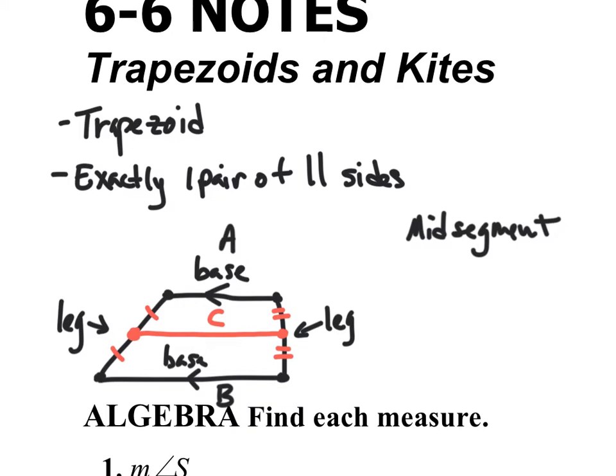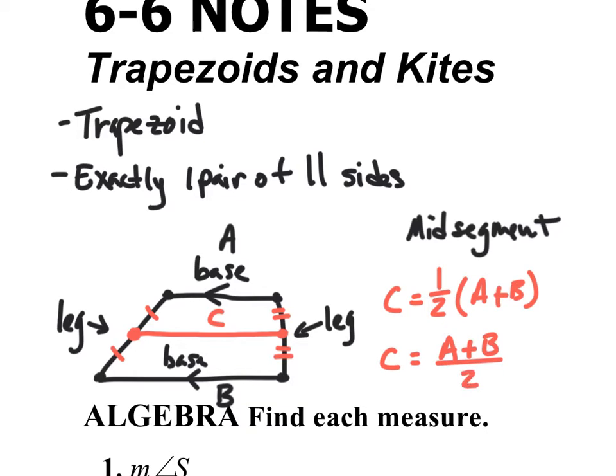So what I can generate here is a formula, and the formula says that I can find C by taking 1/2 times the sum of segments A and B. This is really just an average of A and B to get C. Another way to write this would say C is equal to A plus B all divided by 2. Same thing, but that's what we've got in an ordinary trapezoid.